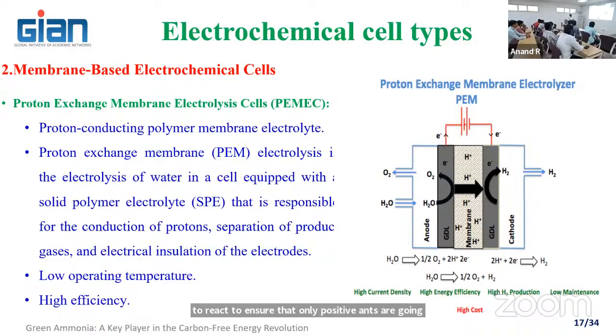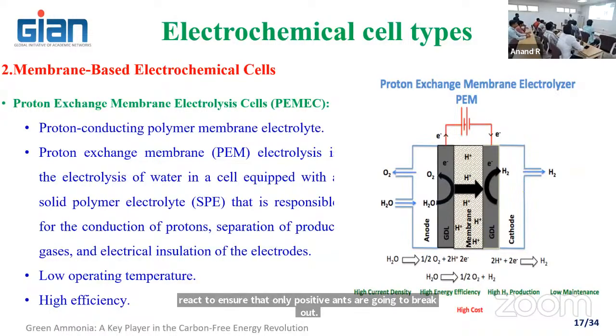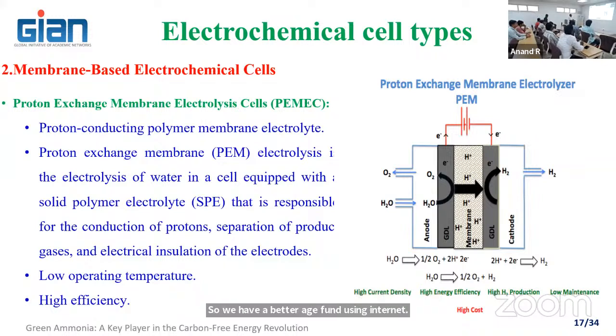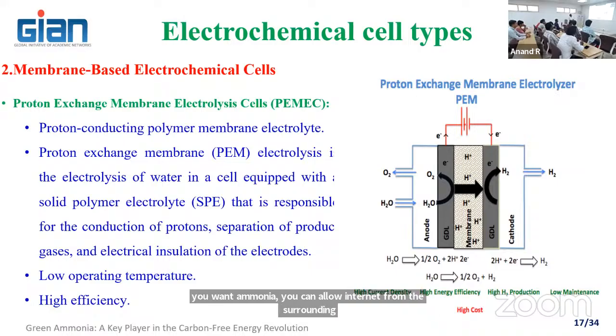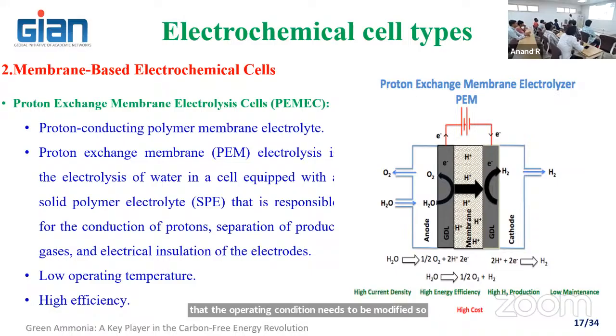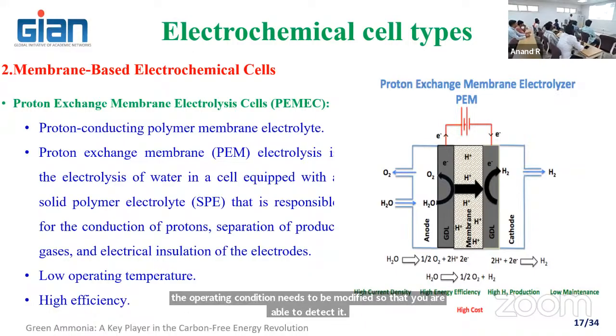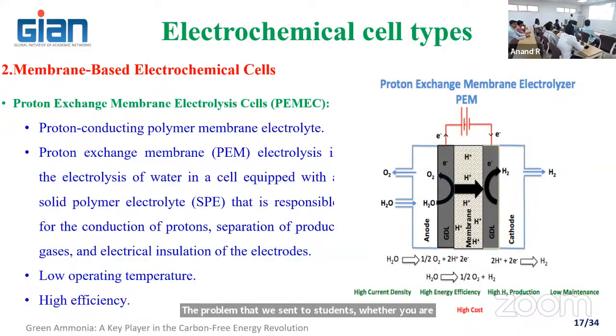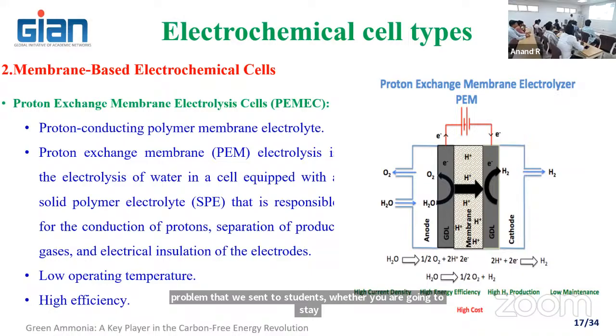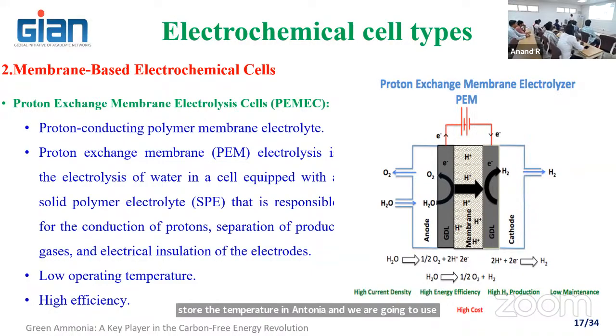Okay. So here is the method used for producing hydrogen. Suppose you want ammonia, you can allow hydrogen from the surrounding. Then the operating conditions need to be modified so that you are able to get it. The question is whether you are going to store the hydrogen as ammonia or use hydrogen as it is. Accordingly, you can decide the use. Suppose we are putting nitrogen in here, you get ammonia. Nothing needs to be provided in the cathode. From the water, ultimately you will get only nitrogen.